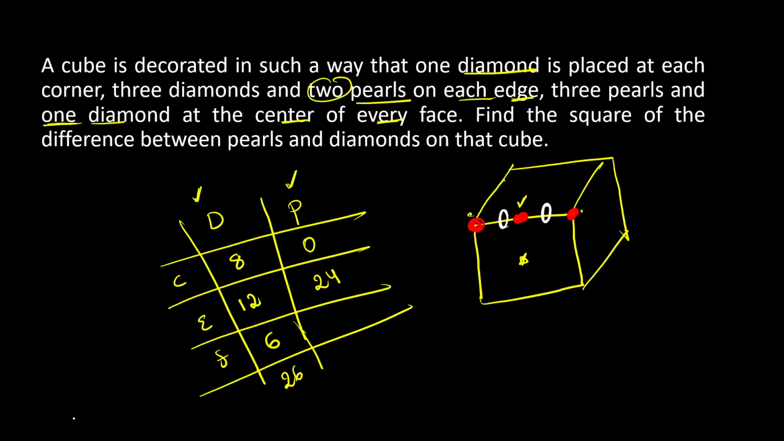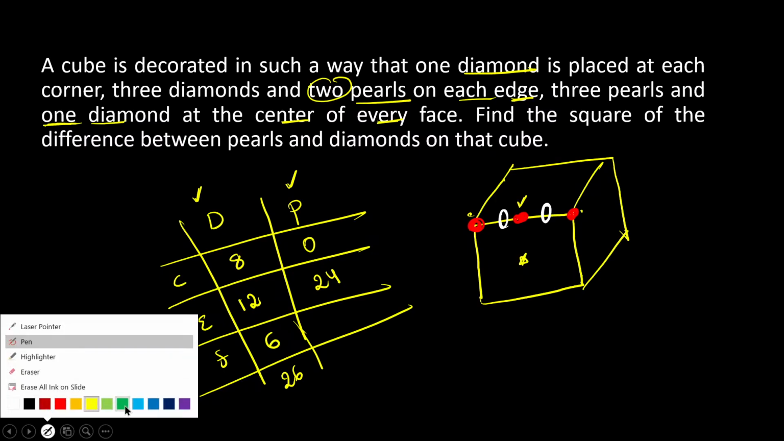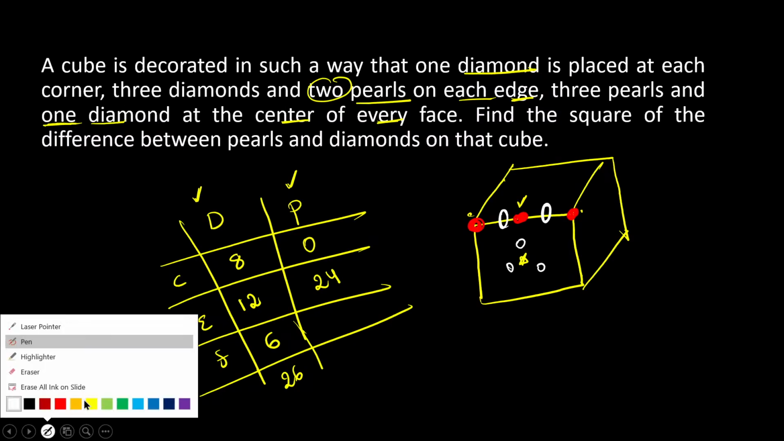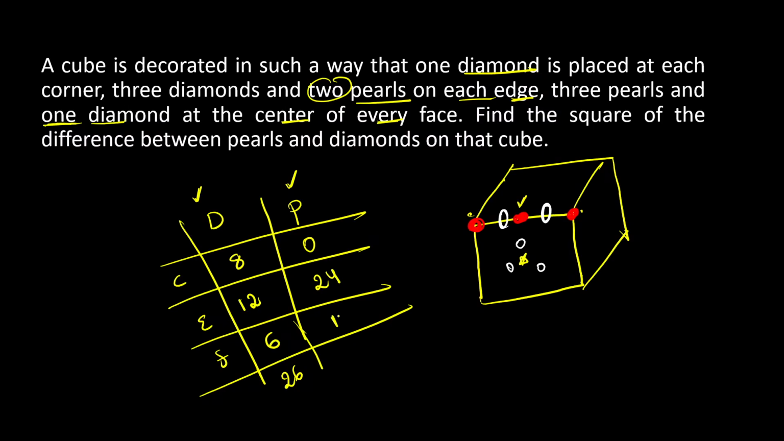And then 3 pearls at the center of every face. As 3 pearls are placed at the center of every face, as there are 6 faces, 6 times 3, it's 18. So total number of pearls on the faces are 18. And total number of pearls are 42.